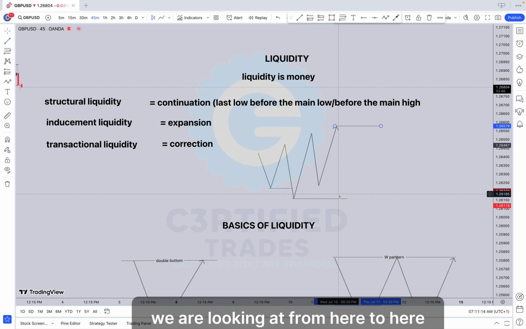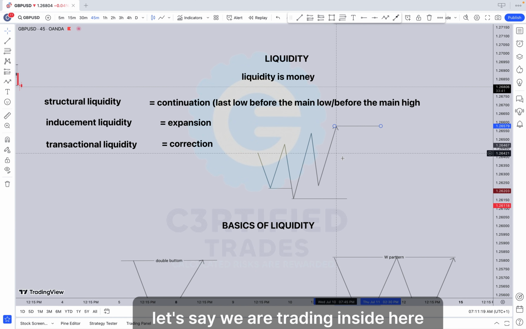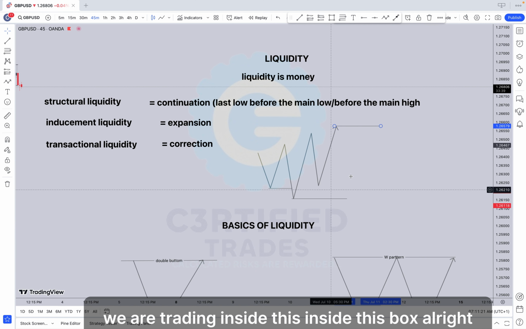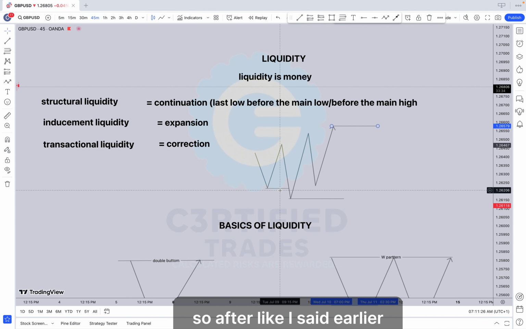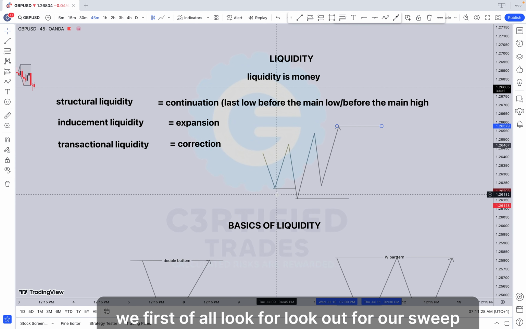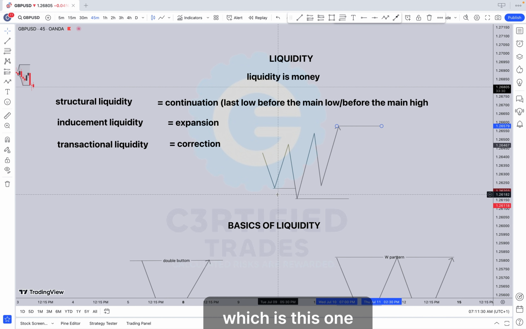Now we are looking at from here to here. Let's say we are trading inside this place, inside this box. Like I said earlier, we'll first look out for our sweep, which is this one.